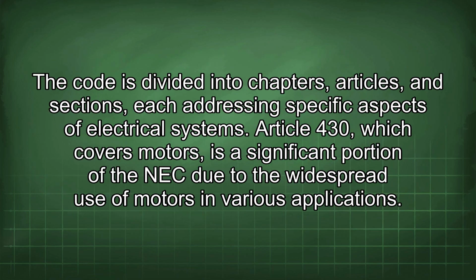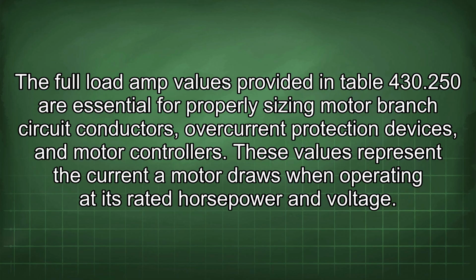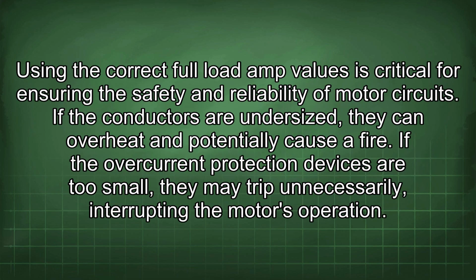The NEC is structured to provide a comprehensive set of requirements for electrical installations. The code is divided into chapters, articles, and sections, each addressing specific aspects of electrical systems. Article 430, which covers motors, is a significant portion of the NEC due to the widespread use of motors in various applications. The full load amp values provided in Table 430.250 are essential for properly sizing motor branch circuit conductors, overcurrent protection devices, and motor controllers. These values represent the current a motor draws when operating at its rated horsepower and voltage.